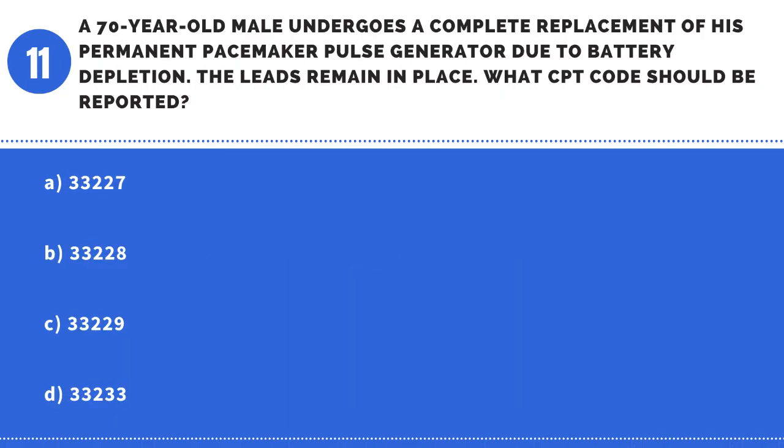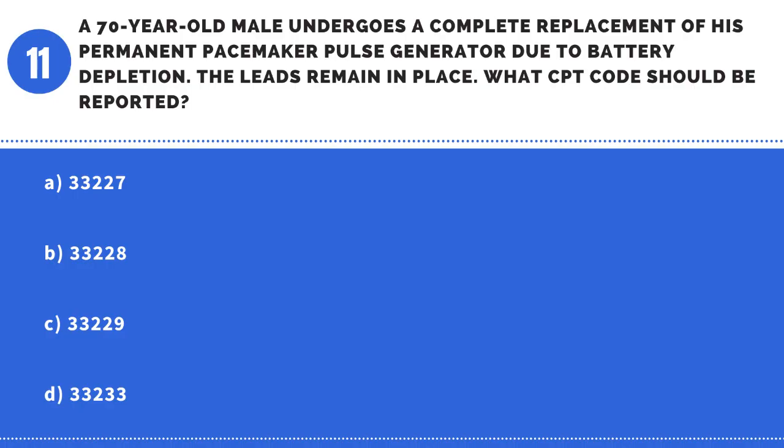Question 11. A 70-year-old male undergoes a complete replacement of his permanent pacemaker pulse generator due to battery depletion. The leads remain in place. What CPT code should be reported? A. 33227. B. 33228. C. 33229. D. 33233.